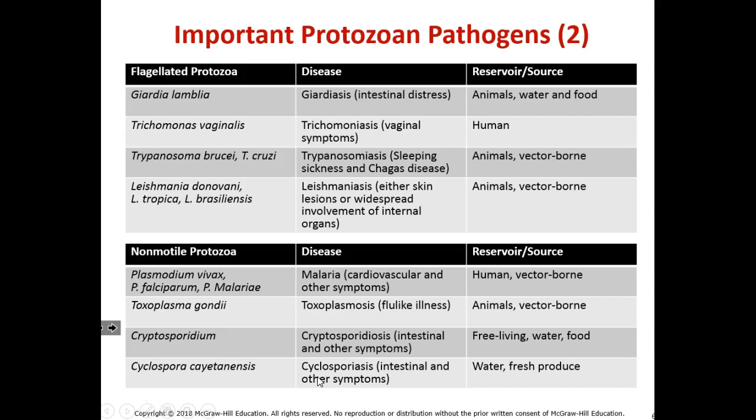Leishmania donovani. It causes leishmaniasis, either skin lesions or widespread involvement of internal organs. Its reservoir is in animals and it is vector-borne. Then you have some non-motile protozoa that also cause disease. Plasmodium vivax causes malaria. Toxoplasma gondii causes toxoplasmosis. Cryptosporidium causes cryptosporidiosis. And Cyclospora cayetanensis causes intestinal and other symptoms with cyclosporiasis.